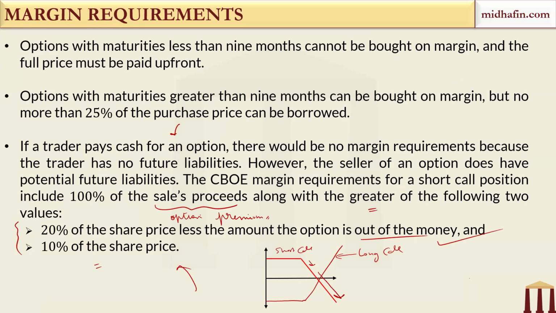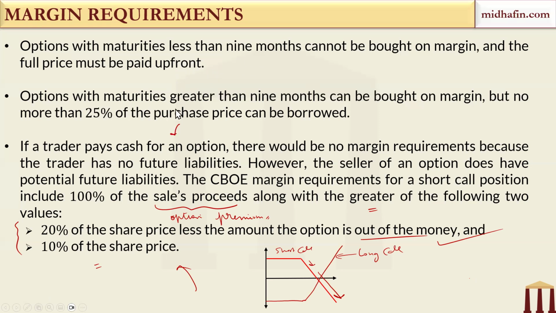Now, these first two points are purely from the perspective of the long position. If the option has a maturity of less than 9 months, then the full option premium must be paid, because for the long position there is no margin. We are only talking about buying the option, only the premium. So the full premium has to be paid.